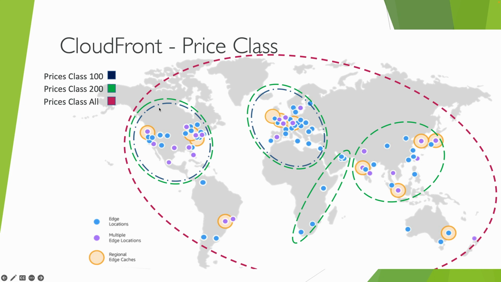Okay, if you want to go for all regions, that means if your application is spread globally and you want all the users to get the content very fast, then you go for price class all. So this is how we'll pick the price class and we'll see the pricing.